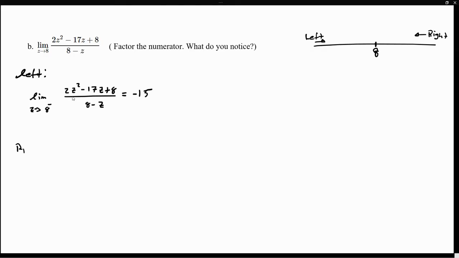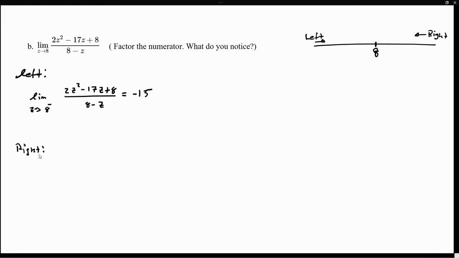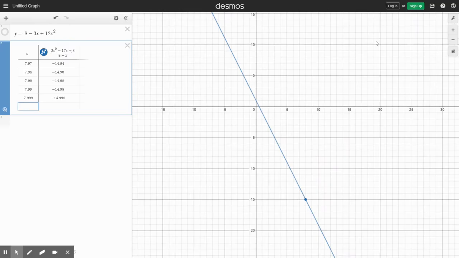So now let's take a look at the behavior from the right hand side. Let's choose some values that are on the right hand side of 8, which are just getting closer and closer to 8. So I want to start with 8.01, 8.02, 8.03. Notice that I'm just choosing some values on the right hand side, and as I get closer and closer to the value of 8, the y value seems to be getting closer and closer to negative 15 as well.